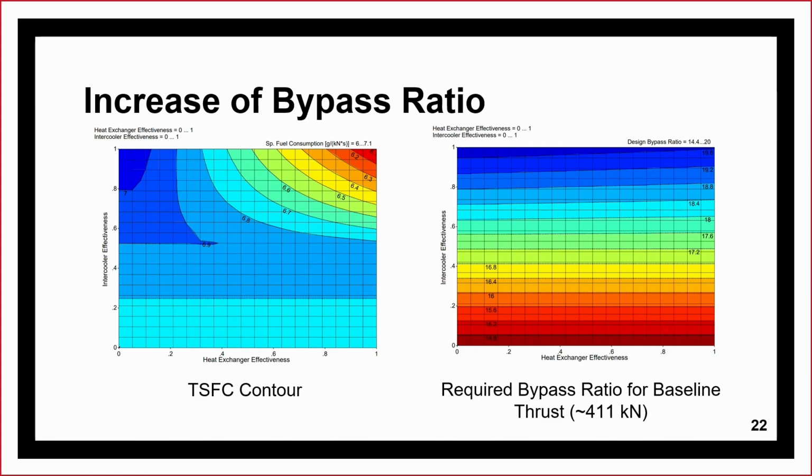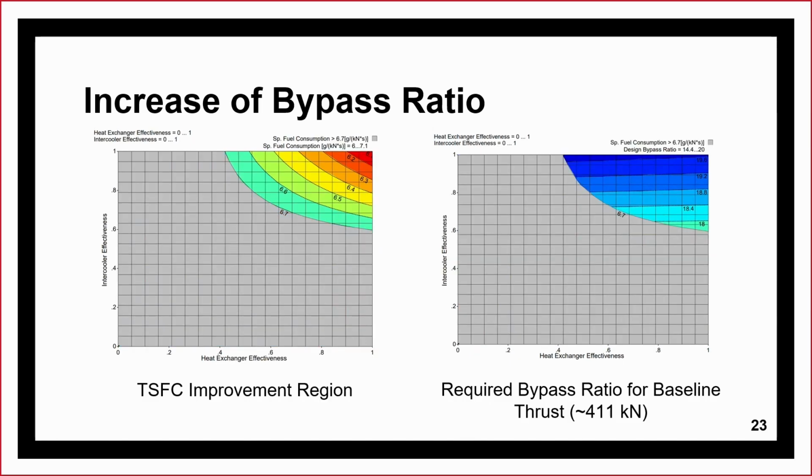The contour on the left, similar to previous results, shows the heat exchanger and intercooler effectivenesses versus the TSFC. And the plot on the right shows the same two variables, but this time with the required bypass ratio to achieve our nominal thrust. As you can see, compared to previous results shown, we are much less constrained in the amount of heat exchanger effectiveness and intercooler effectiveness required to match our baseline TSFC. Or if we're still able to hit very high levels of effectiveness, we can further decrease the fuel consumption.